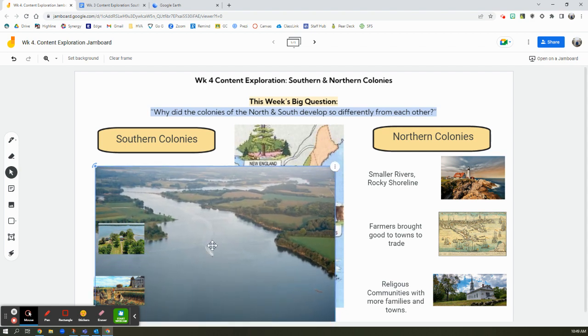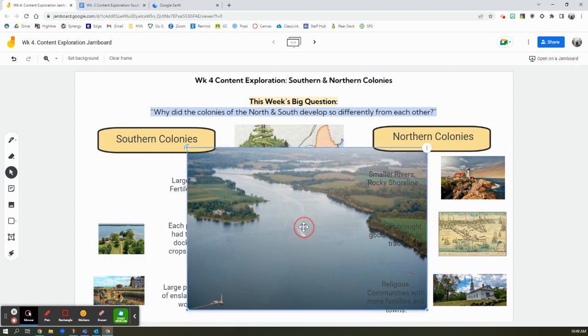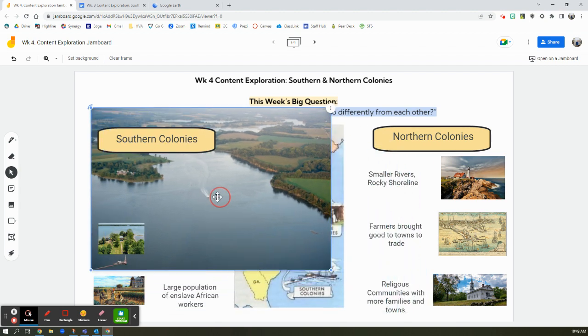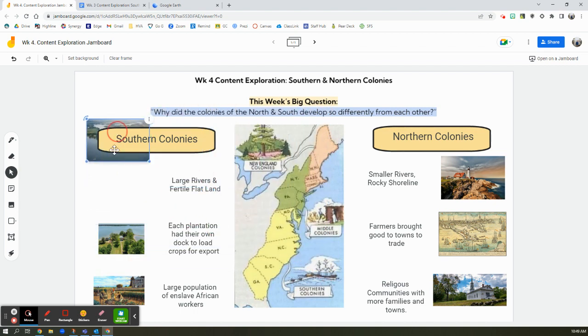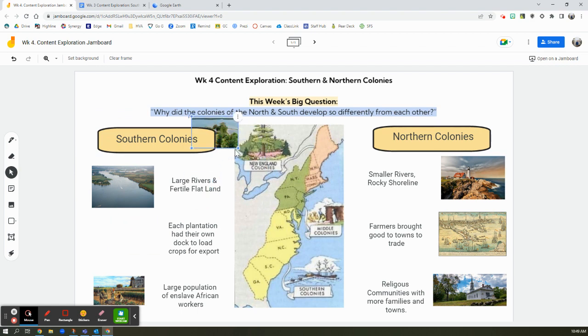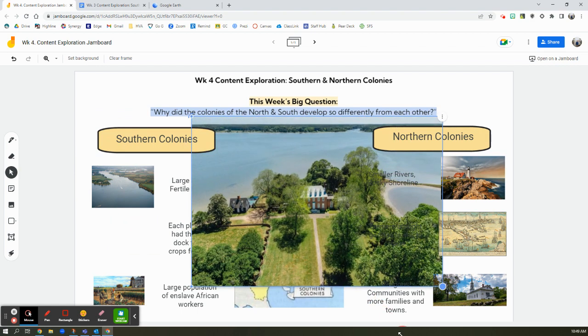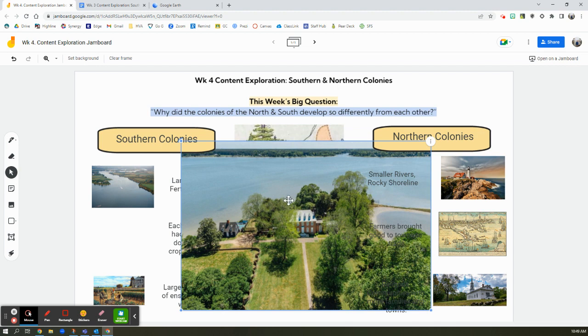They just had really large rivers that you could imagine sailing a boat on, even back in the day when they just had big sailboats. You could sail a boat all the way up into the river, no problem. And that's going to have a big impact on the types of communities that develop here. For instance, each plantation had its own dock. So this is an old plantation in Virginia.